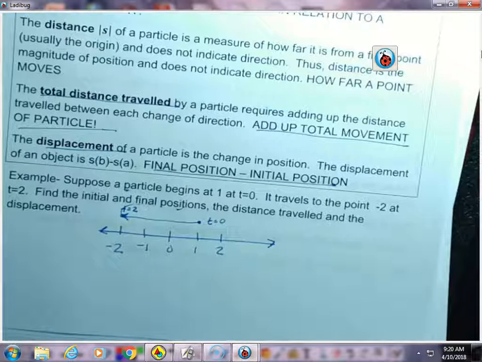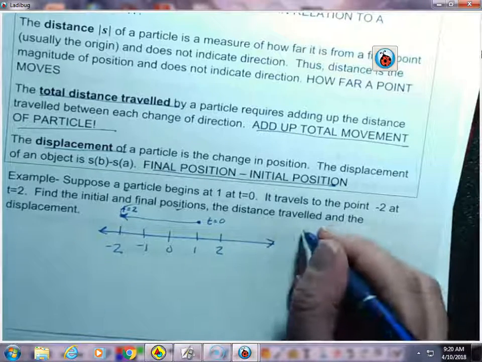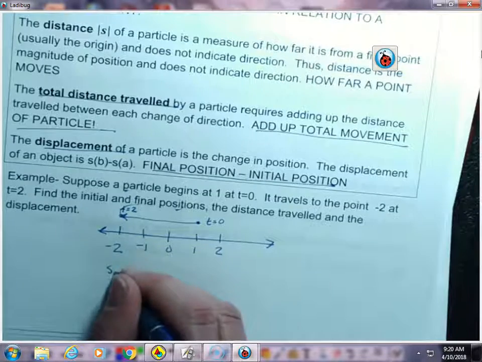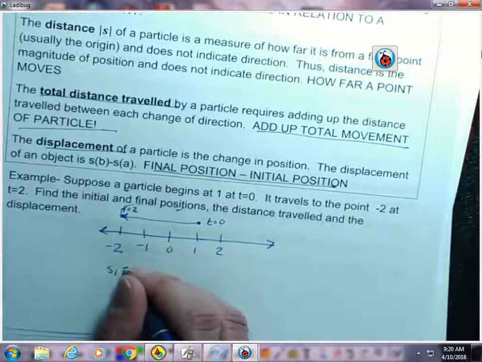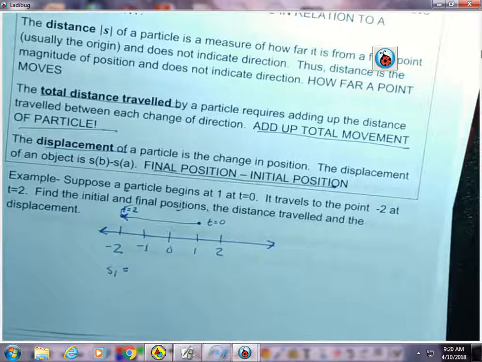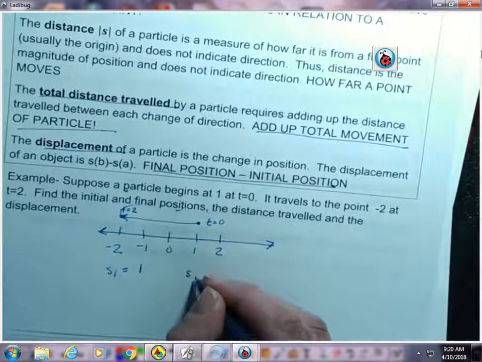Okay, so it says find the initial position and final position. Initial position I'm going to put as S_i for S initial. And what is the initial position? 1. Yep. And what is the final position?